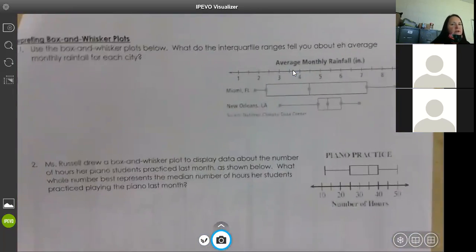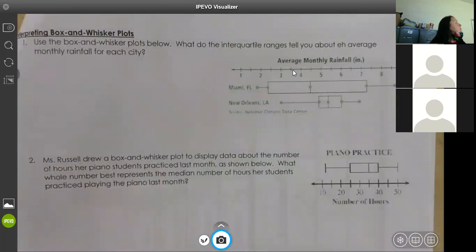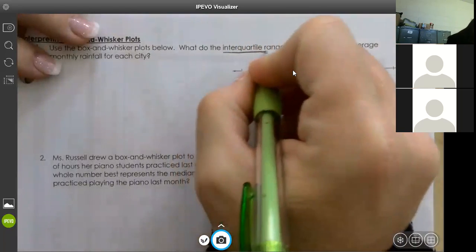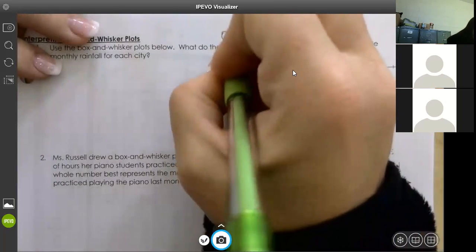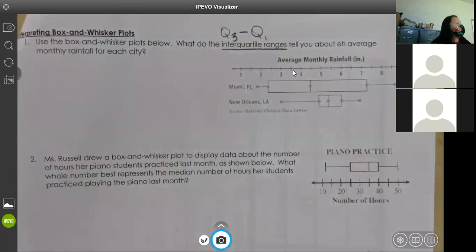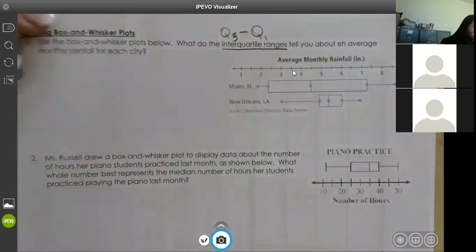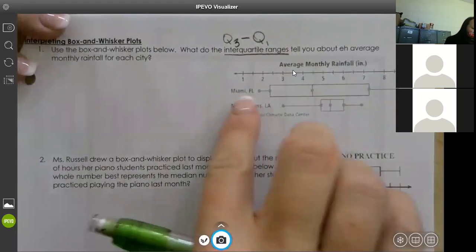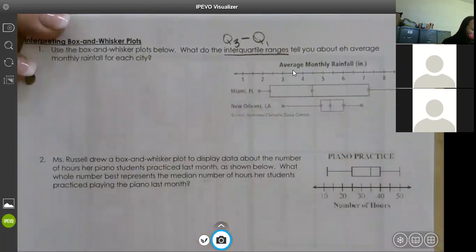We're going to use the box and whisker plot to answer some questions. These are more of what you're going to get on the final exam. Not necessarily making them, but using them to answer questions. They're not hard, okay? Use the box and whisker plots below. Remember, interquartile range is Q3 to Q1. So the length of the actual box tells you about the average monthly rainfall for each city. So what does it tell you about the average monthly rainfall for Miami, Florida?